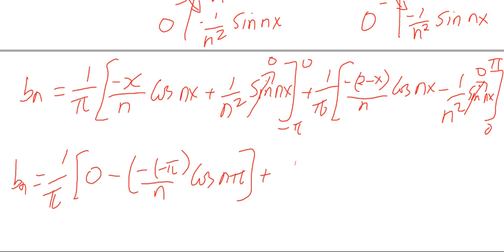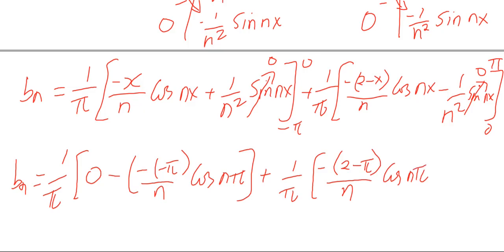Now we have plus 1 over pi. Now we consider the case where x is pi. So in this one we have minus 2 minus pi over n cosine of n pi. Then the lower limit, when x is 0, if you put 0, this will be 2 minus 0, which is 2. So we shall have minus 2 over n cosine of 0. Cosine of 0 is 1.